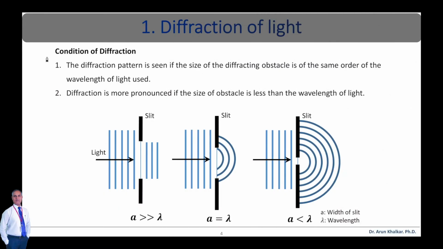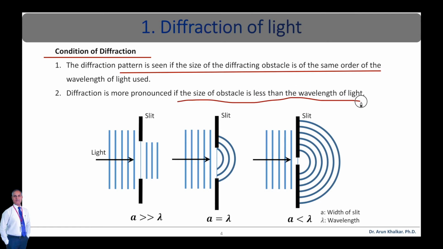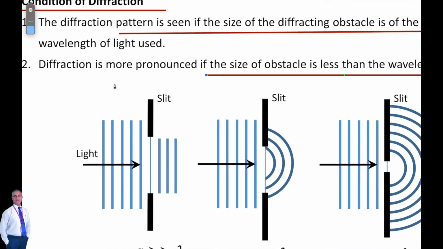Now let's see the conditions of diffraction. If we want to observe the diffraction pattern, a few conditions are very important. Diffraction is more pronounced if the size of the obstacle is less than the wavelength of the light. As shown in this diagram, this is a slit and light is coming from the source in this direction. Here the width of the slit, small a, is very much greater than the wavelength of the light, lambda. So whatever diffraction pattern is observed will be in this fashion.